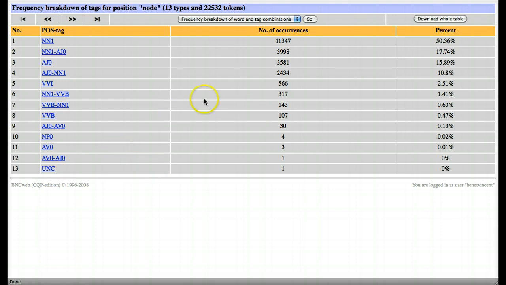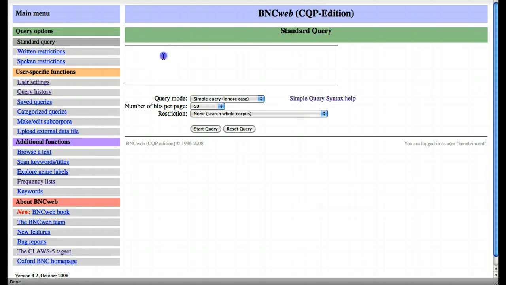So that's frequency breakdown. We'll be talking more about this later. It is a really very useful thing, and also we can download the table and put it into a document if you want it, that kind of thing. So let's go on now to look at activity 7, some of the searches we had there.